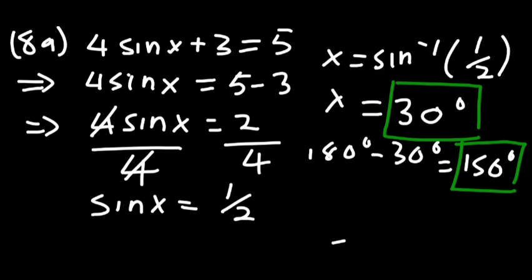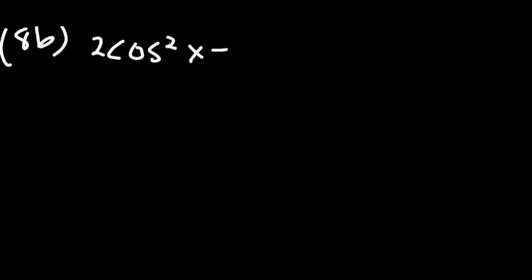Let us now proceed to question 8b. For question 8b, we've got a trigonometric equation. This trigonometric equation is 2 cos squared x is equal to 1 minus sine x.